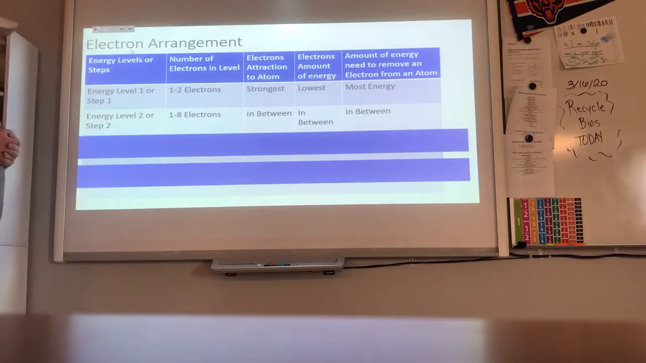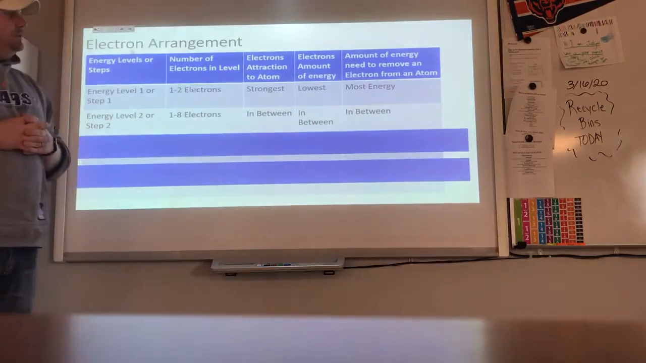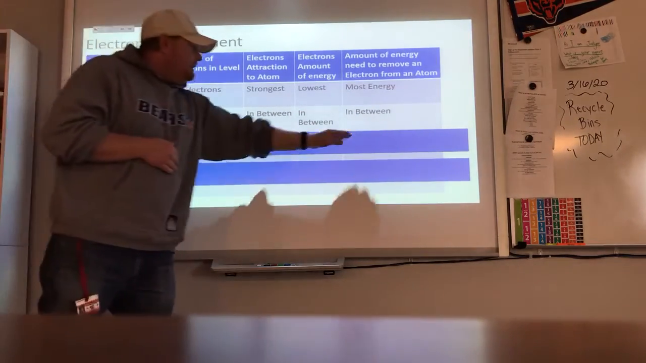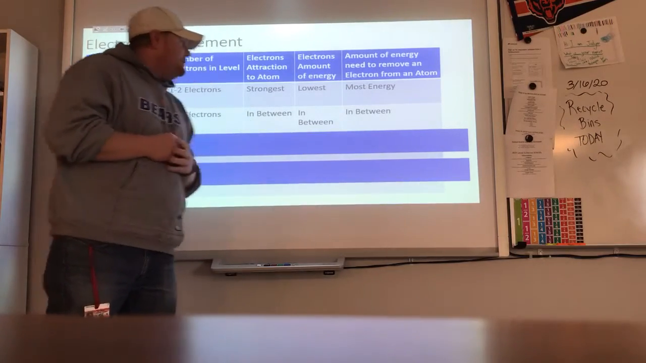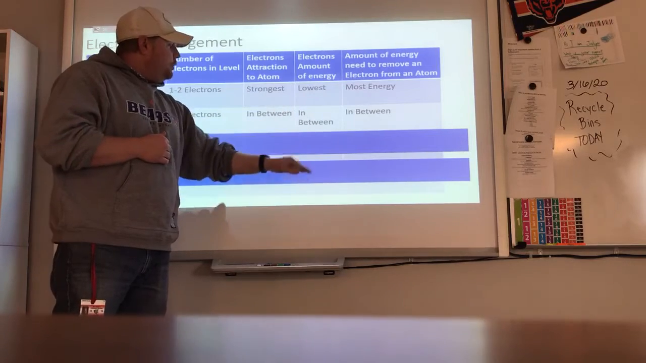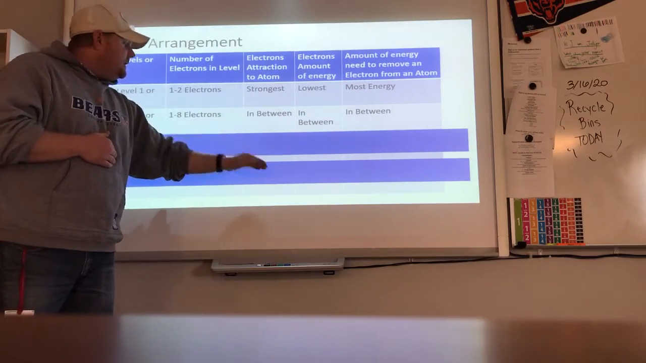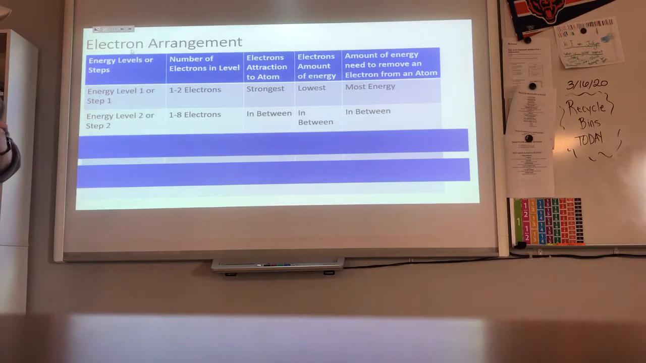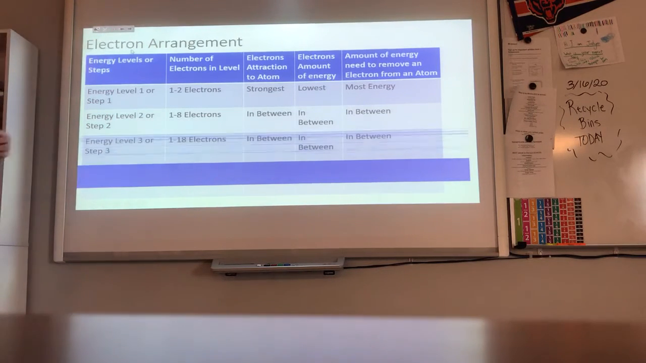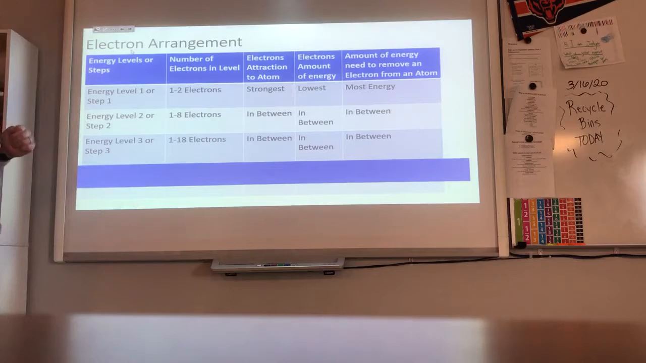All right, so as we move to that third energy level, we're going to have a little bit less energy needed to remove them, even less energy to remove them, and then the least energy to remove them. The amount of energy: lowest, a little bit more, and highest. All right, strongest attraction, a little less, and then the weakest attraction. Now with energy level step 3, it can hold 1 to 18 electrons. Again, the in-betweens, we talked about that in the previous one.